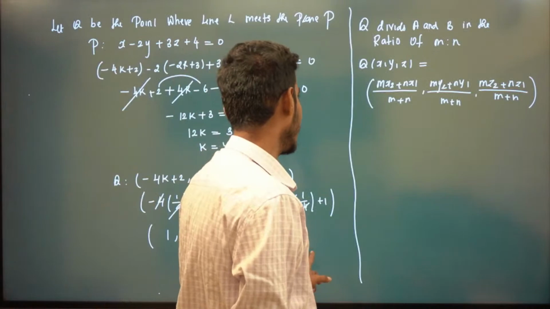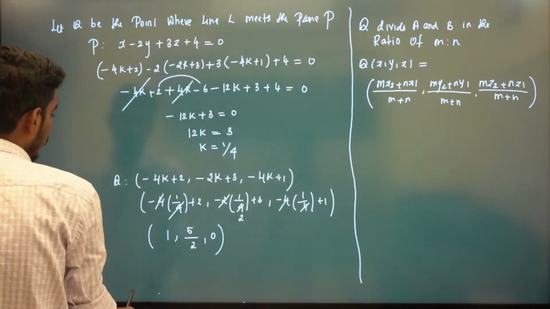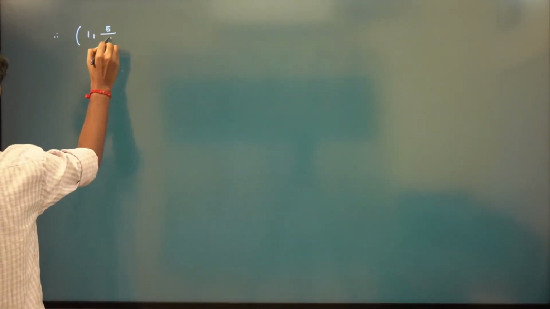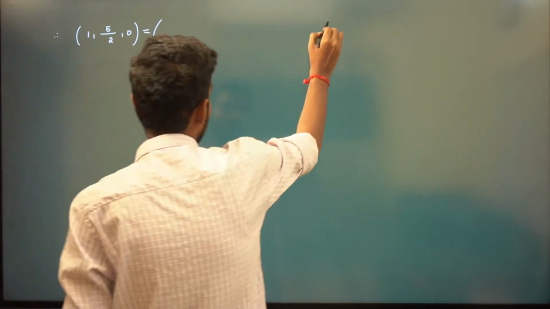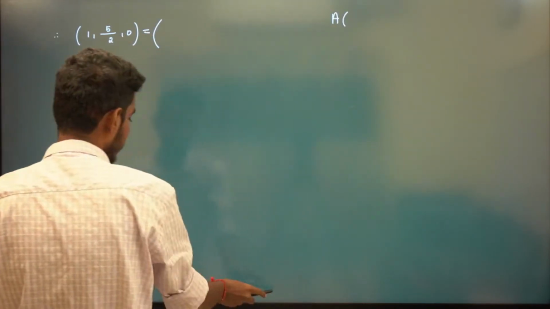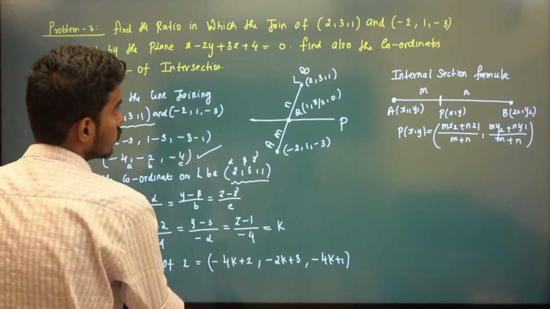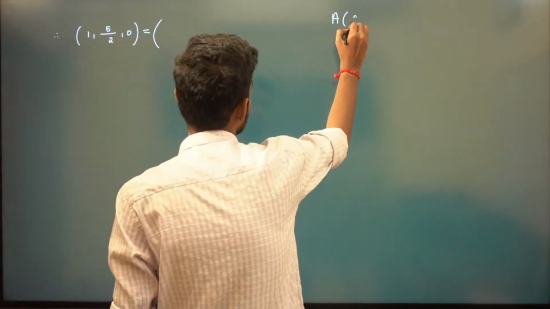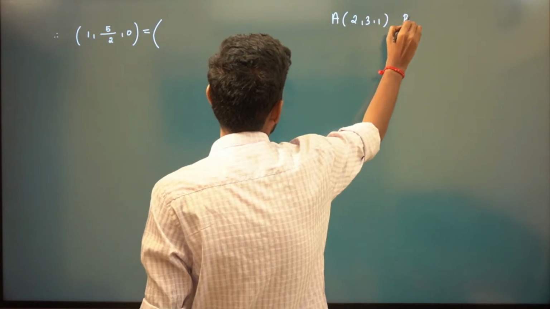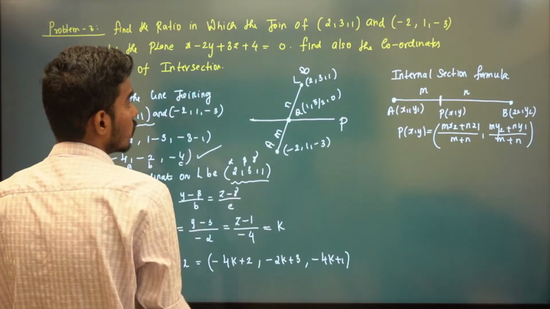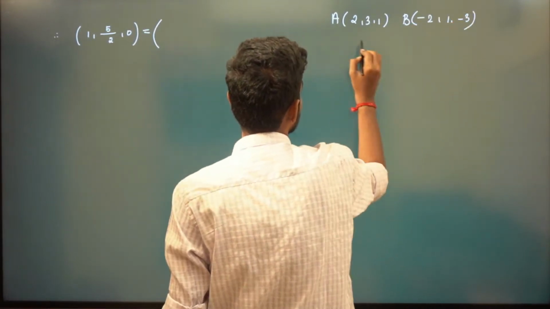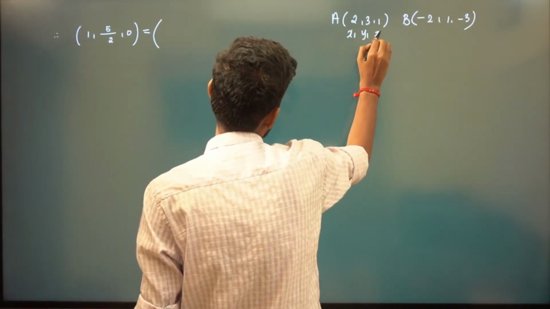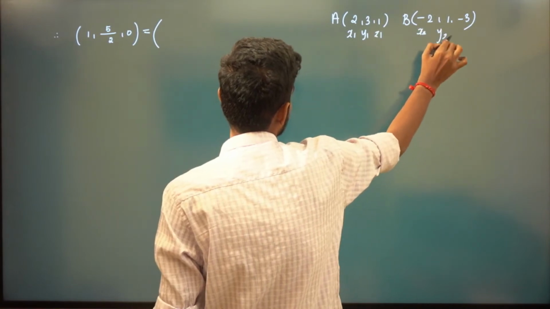Q of x comma y comma z is nothing but the intersection point that we know is 1 comma 5 by 2 comma 0. And what is our point A? A is 2, 3, 1. And the B point is minus 2, 1, minus 3. This is our x1, y1, z1. This is our x2, y2, z2.